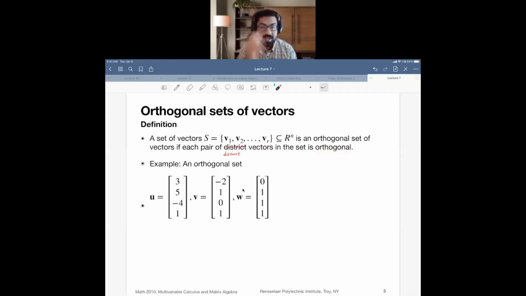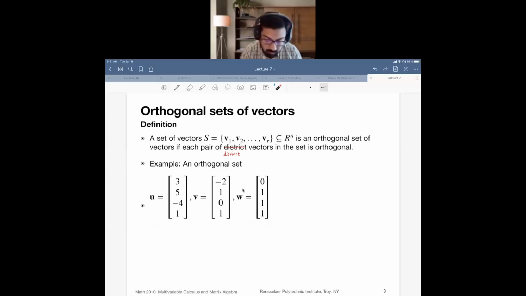So you should be able to take any vector and find the dot product with any other vector in the set, and it should give you a zero. Not with itself, but all the others, right? So let's take a look at an example over here. We have a set in which we have three vectors, and they all belong to R^4. And let us check whether they are an orthogonal set or not.